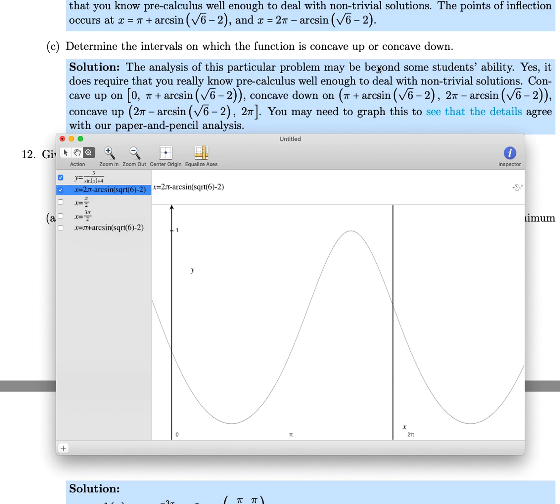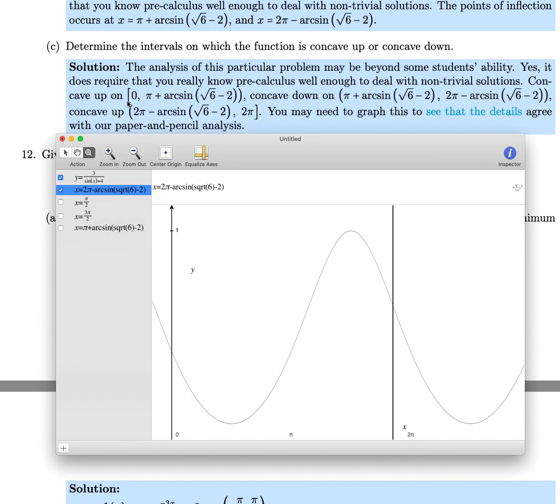Determine intervals where it's concave up. When kind of looking at it, we just review those numbers. It requires certainly some understanding of trigonometry to do that. But some students have it, some students don't. Some students haven't really spent enough time in this.